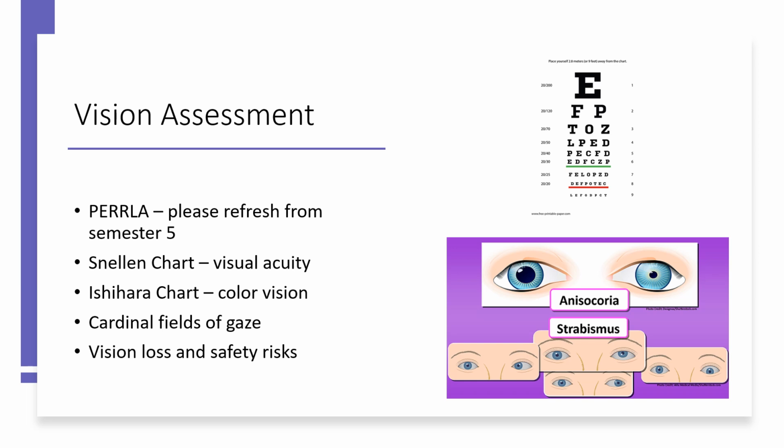The Ishihara chart, so this assesses color vision. I'm pretty sure we all had to do this at a physical at some point, where you have those numbers in that circle and you have to say the different numbers that you see.